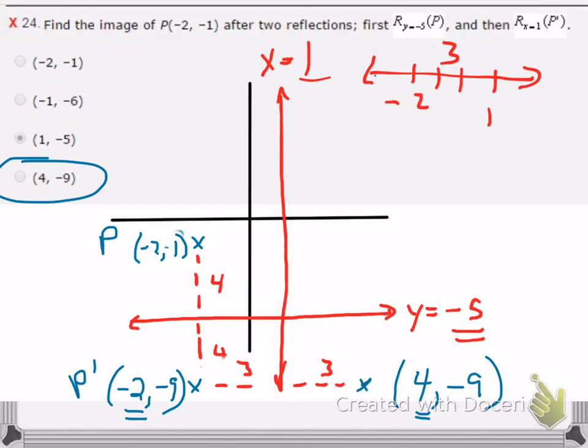So the secret to doing these problems, first of all, is understanding that y equals -5 is a horizontal line, x equals 1 is a vertical line, and then you're just calculating the distance that the point is from that line, and you want to go the same distance to the other side of that line. So it's really quite simple once you understand exactly what they're asking you to do.